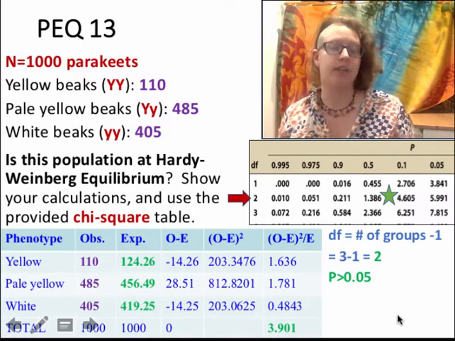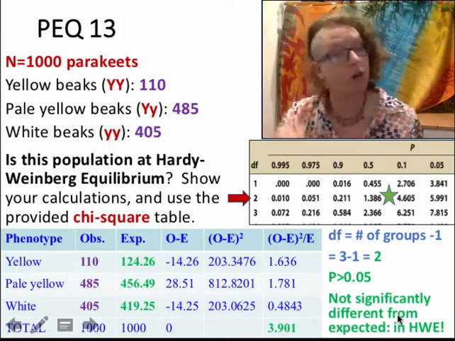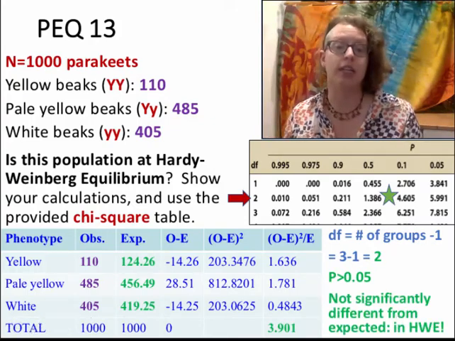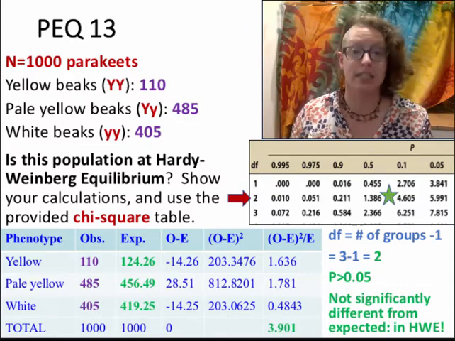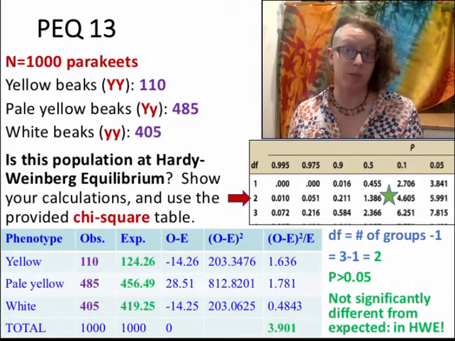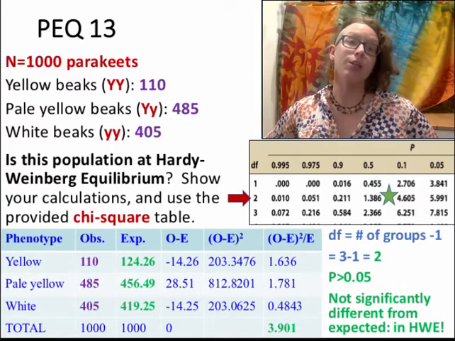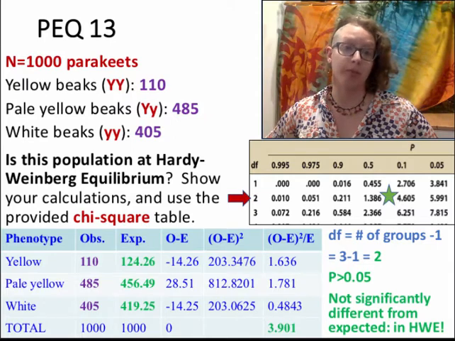Which is definitely bigger than 0.05. Therefore, it is not significantly different from what we expected. Therefore, we are in Hardy-Weinberg equilibrium. Ta-da! That's how you apply a chi-square test to Hardy-Weinberg equilibrium.